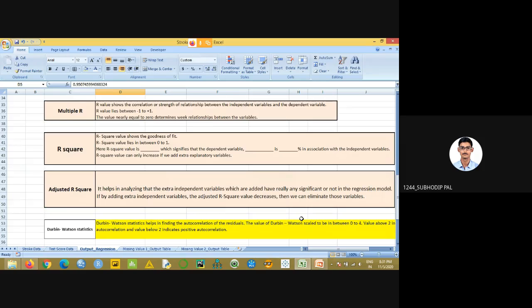Next is adjusted R square. So adjusted R square, what is written here? It helps in analyzing whether the extra independent variables which are added really have any significance or not in the regression model. What I was talking about: if we add an extra independent variable, R square value will increase. But this adjusted R square actually helps in analyzing whether whatever extra independent variable I am adding is really having any impact or not.